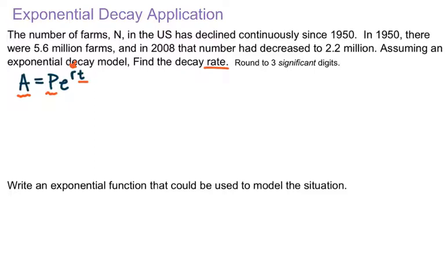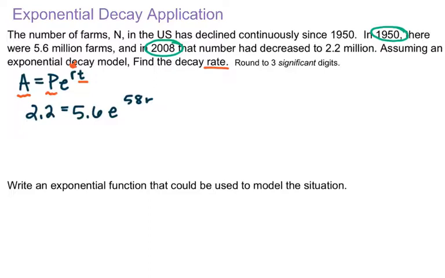So we know how much we started with. We started with 5.6 million farms, and we ended with 2.2 million. So 2.2 equals 5.6 E. And how much time has elapsed between 1950 and 2008? If I do a quick subtraction, I will get 58 years. So that means R times 58 is in my exponent. I paused it and rewrote it just to make it look a little neater.